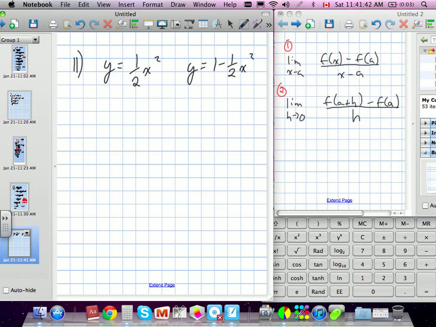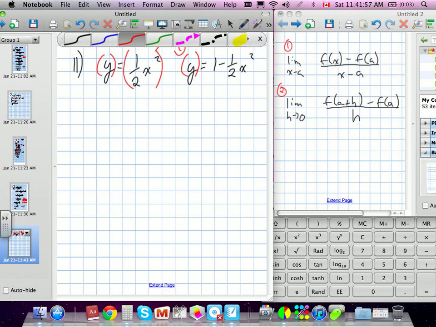Y is equal to that. I'm going to replace y with that value in the first one. So our equation 1 and our equation 2. I'm going to replace this value from equation 1 into equation 2. So we get 1/2 x squared is equal to 1 subtract 1/2 x squared.